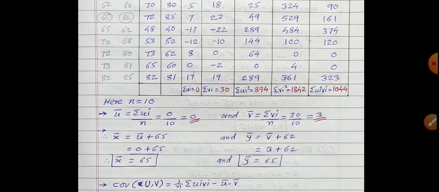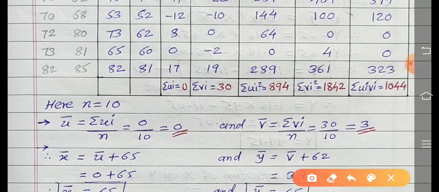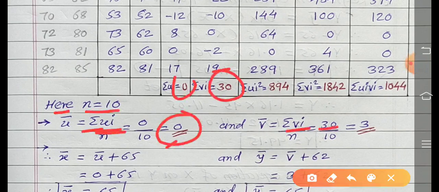How many observations are given here? That is a total of 10. So here n is equal to 10. Like we find x bar and y bar, instead of that we first find u bar and v bar. U bar is equal to summation of ui divided by n. Summation of ui is 0 divided by 10. Answer is 0. V bar is equal to summation of vi upon n. Summation of vi is 30 divided by 10. So we get the value of v bar as 3.